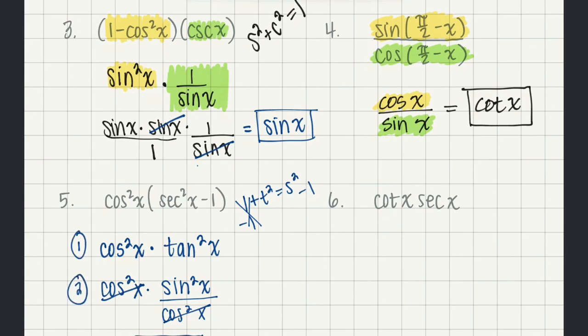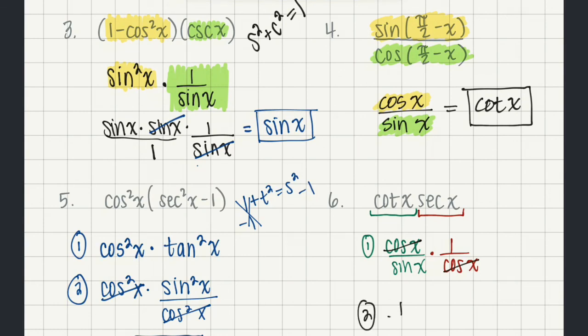Now, from here on out, I'm going to start numbering my steps, and I encourage you to do the same because I'm going to be looking for that on your homework. Cotangent of x is the same thing as cosine of x over sine of x. And secant of x, we'll bring back Christmas here. Secant of x is the same thing as 1 over cosine of x.